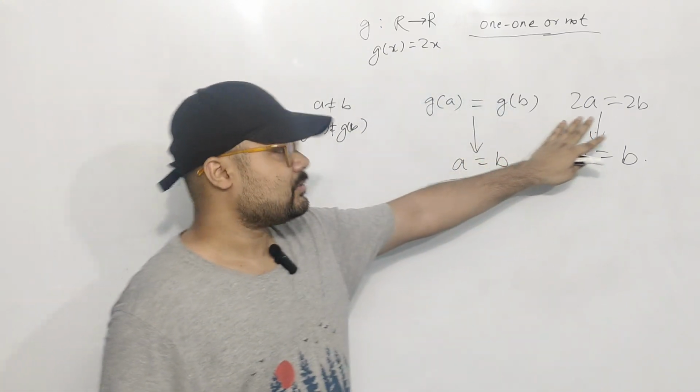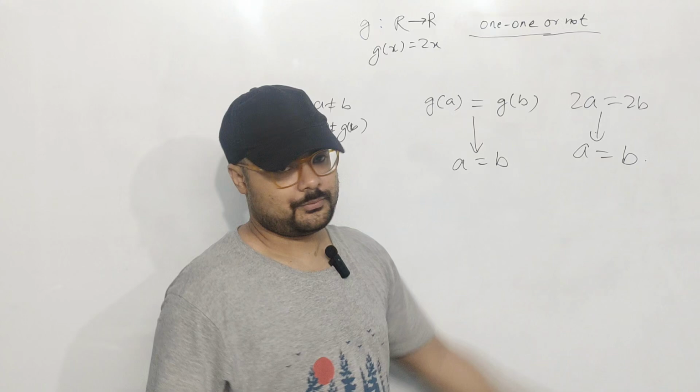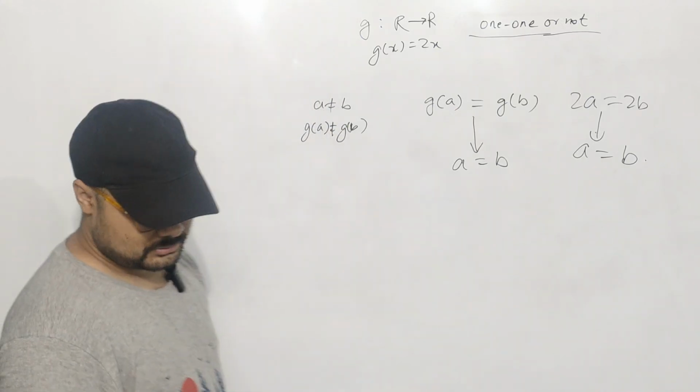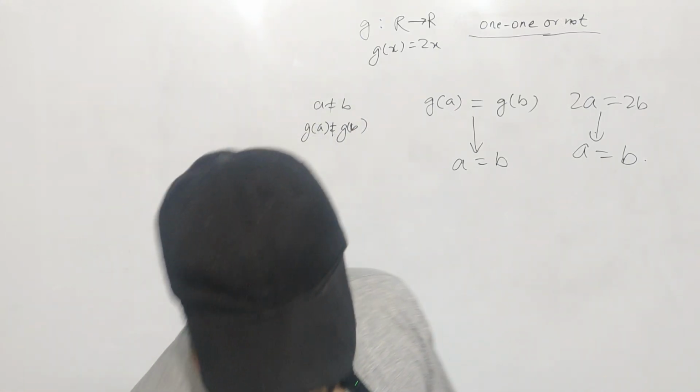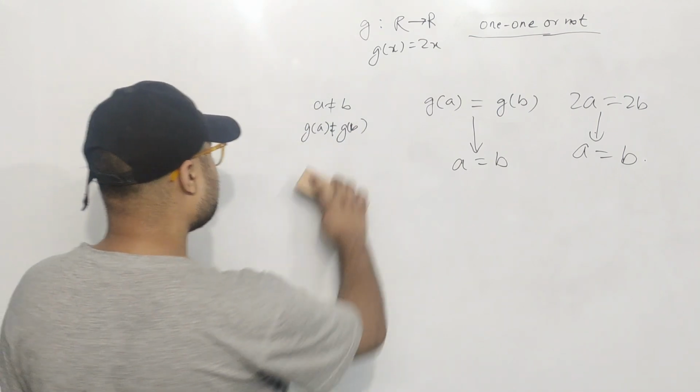I am taking any arbitrary elements a and b. That's it. This is how you can find out if a function is 1-1 or not if the expression of the function is given.